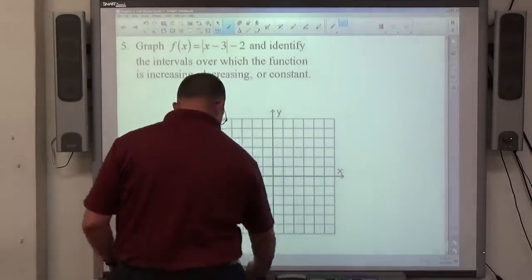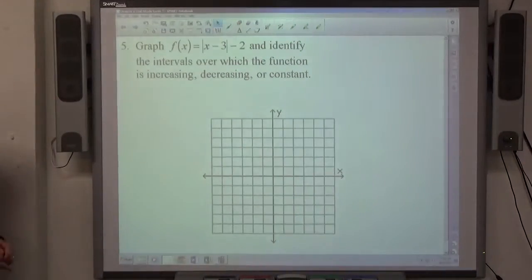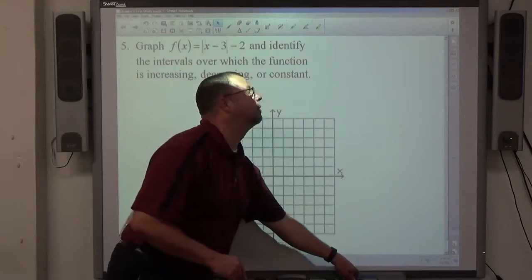Number 5, graph the absolute value of x minus 3 minus 2. Identify the intervals over which the function is increasing, decreasing, or constant. So this is a two-parter.